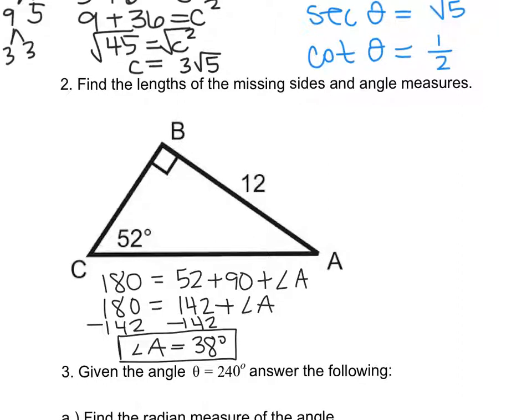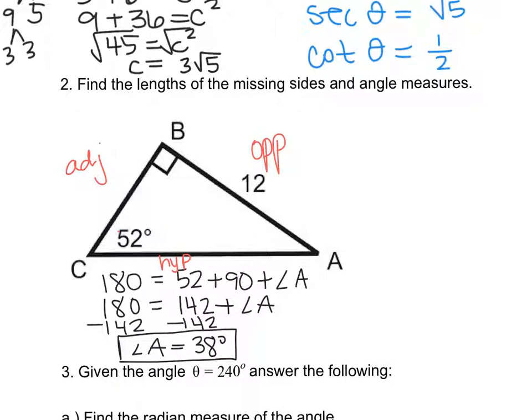Right. So now we want to find the missing sides. So that involves setting up a trig ratio using the angle we're given. So we're going to use theta as the 52 degree angle. So side AB, the side with length 12, is our opposite side. Length BC is our adjacent side, and then length AC is our hypotenuse.